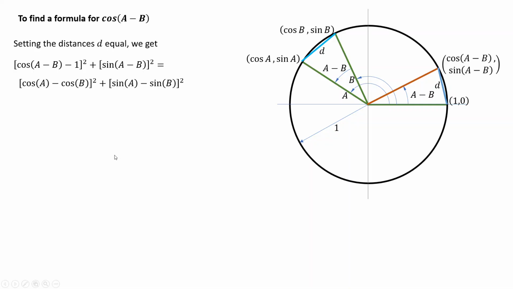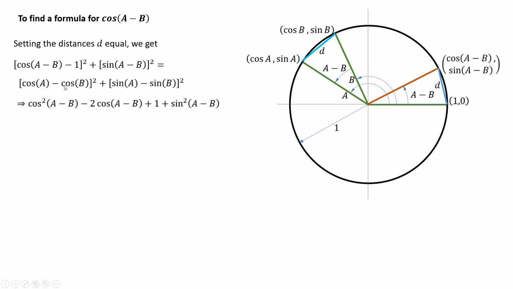Okay. All right. So now it's a matter of just expanding out both the left hand side and the right hand side. Using the formula that a minus b, the quantity squared, is a squared minus 2ab plus b squared. Would you agree? We would have cosine squared of A minus B, minus 2 times cosine of A minus B times 1, plus 1 squared, which is plus 1. And then we have a sine squared of A minus B. Cool?